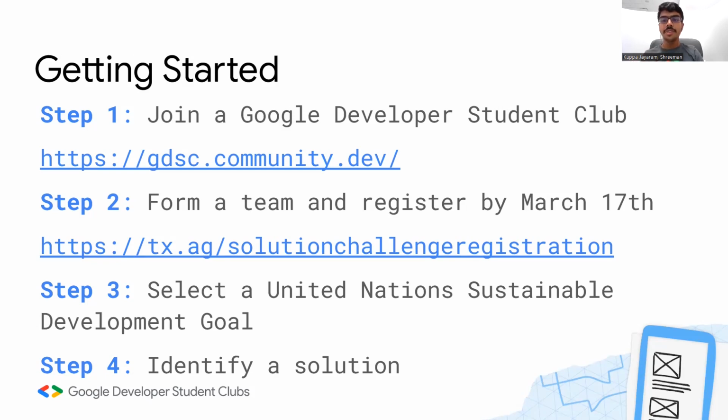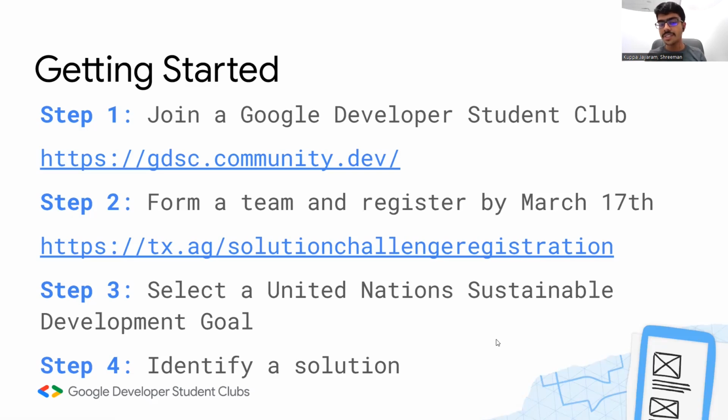Once you have joined the Google Developer Student Club community, the next step is to form a team and register by March 17th. I have included the registration link to the Solution Challenge right here. If you can type it out and are interested, the Google form has a lot more information on the Solution Challenge specifically and the type of questions that you would have to answer. If you have any questions about filling out the form, always let us know on Slack.